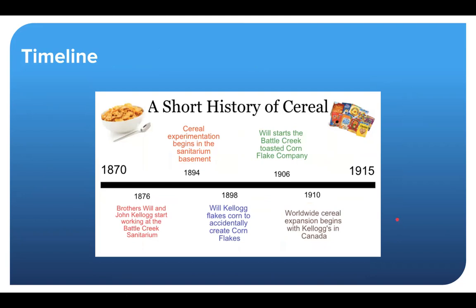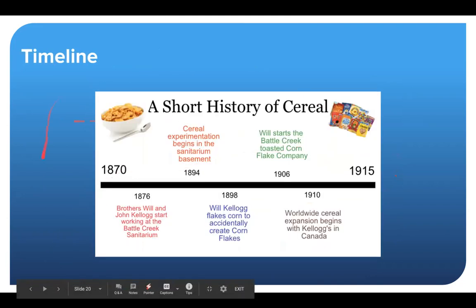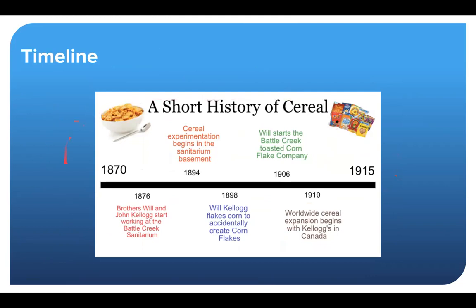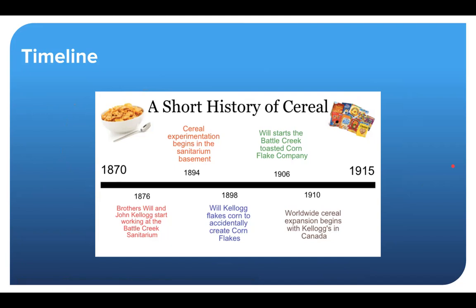So this is a visual of a timeline. In this example, it's a short history of cereal, but really you can use this kind of timeline for a number of things. It can be a series of events, it can be a person's life, it could be even a story that you're learning or a film that you're learning.